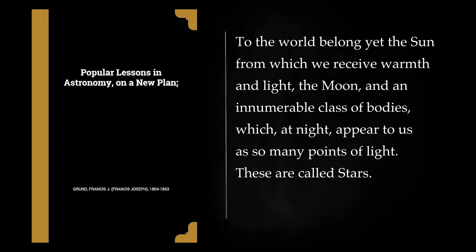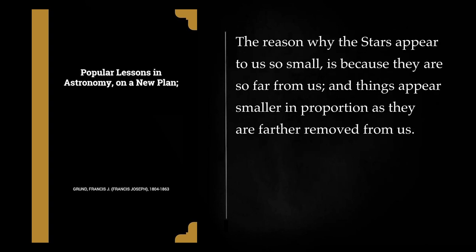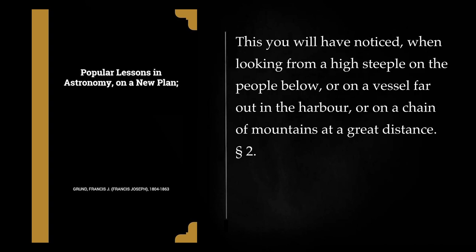These are called stars. The reason why the stars appear to us so small is because they are so far from us, and things appear smaller in proportion as they are farther removed from us. This you will have noticed, when looking from a high steeple on the people below, or on a vessel far out in the harbor, or on a chain of mountains at a great distance.